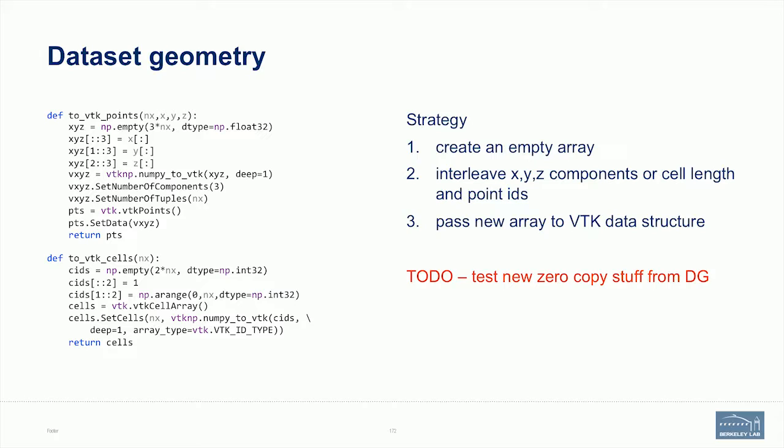So 2VTK points. Here's my function to convert the XYZ arrays into points. XYZ is going to be an empty NumPy array at first. I'm telling it to use float 32, 3 times the length. And then these colon statements are just Python magic to copy to every third element. The first one starts at 0 and then goes every third. The second one starts at 1, goes every third. And the third one starts at 2 and goes every third. So I'm just basically interleaving these 3 arrays. It's beautiful how NumPy can do these things.